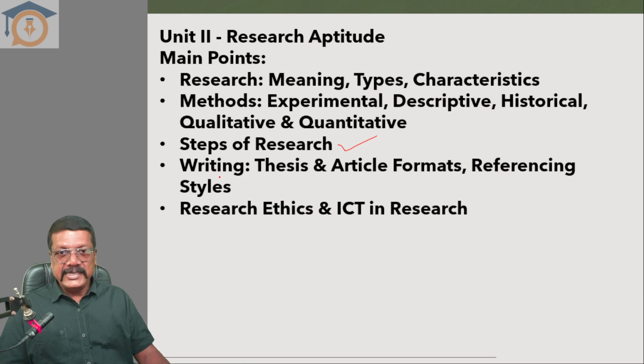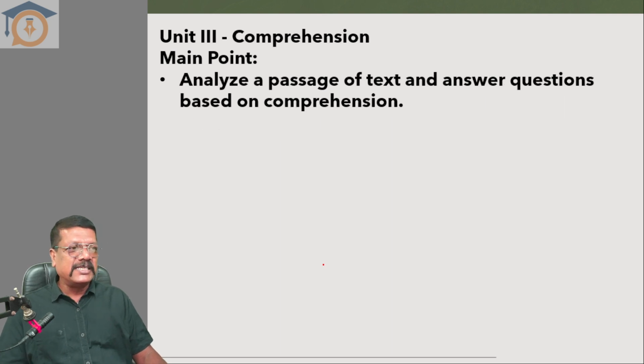Then writing, that is thesis writing and article writing. So we need to look at the formats, and we also need to look at the referencing styles. Then research ethics and ICT in research is another topic that's covered under research aptitude. Unit 3 is a small one, and here we would be given a text passage which we are supposed to read, understand, and answer the questions that are based on the text.